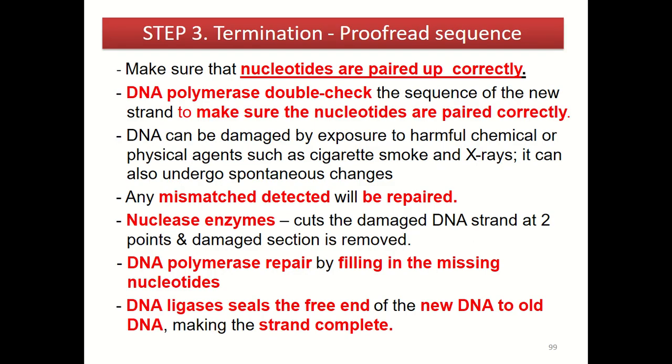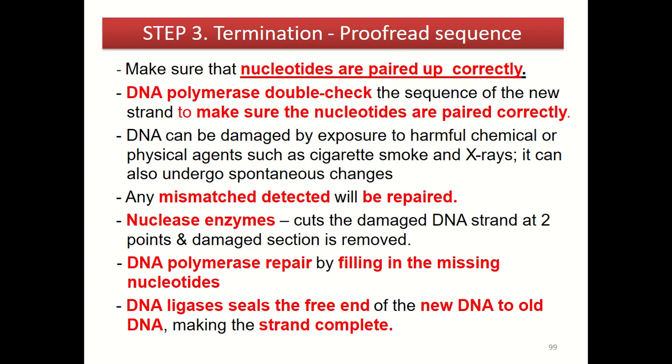Last but not least is the termination step of DNA replication. Before termination, they will make sure that the nucleotides are paired up correctly. So the DNA polymerase will double check the sequence of the daughter strand, or the new strand, to make sure that the nucleotides are paired correctly. DNA can be damaged by exposure to harmful chemical or physical agents such as cigarette smoke and X-rays, and therefore when exposed to these things they can undergo spontaneous changes.